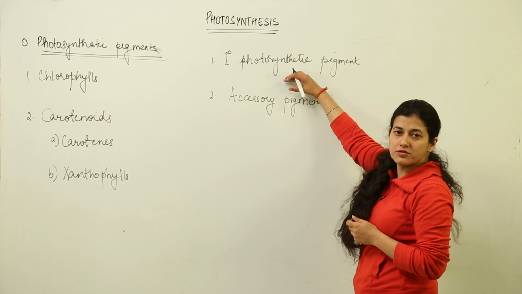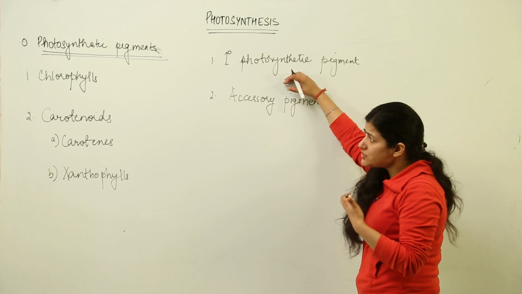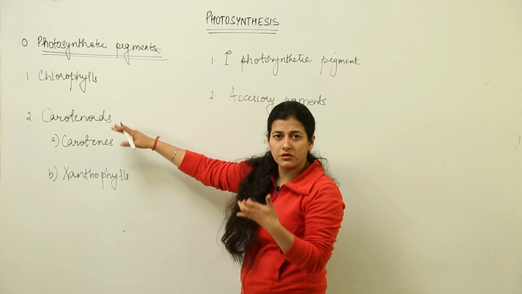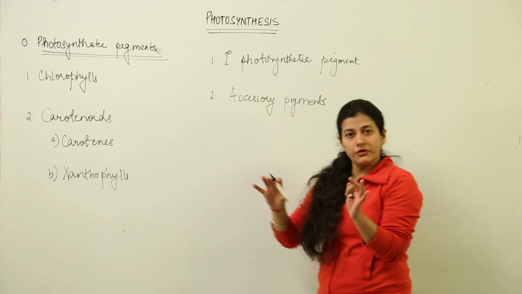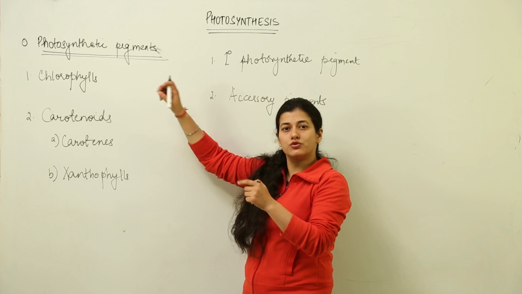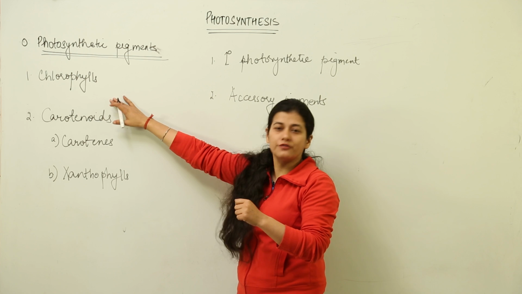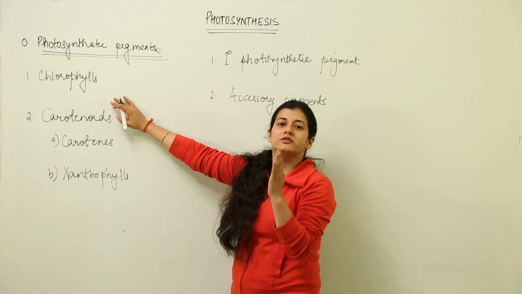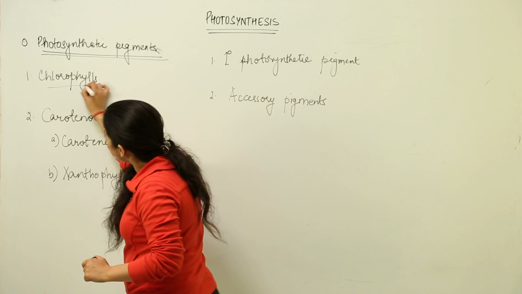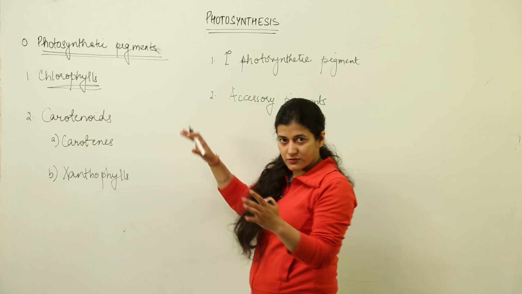This primary photosynthetic pigment, as you have studied in your younger classes, you did not used to write carotenoids, carotenes or xanthophylls. All you wrote in the photosynthetic equation was chlorophyll. In the beginning also we just wrote chlorophyll. So it is this chlorophyll that is the primary photosynthetic pigment. But over here we have written chlorophylls. That means there would be many types of chlorophylls.